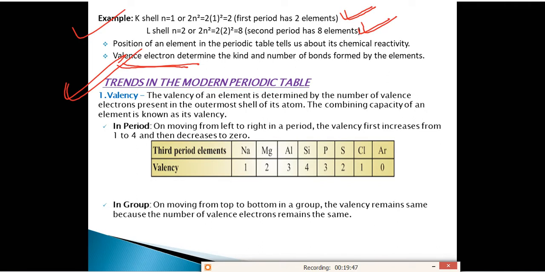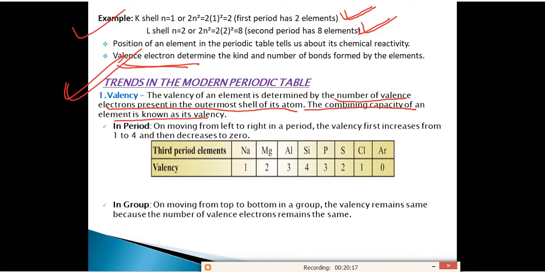The first trend which we will be reading about is valency. So what is valency? Valency is the combining capacity of an element. We have read that one-line definition. The valency of an element is determined by the number of valence electrons present in the outermost shell of its atom. How many valence electrons are present in the valence shell will give you the valency of the element.